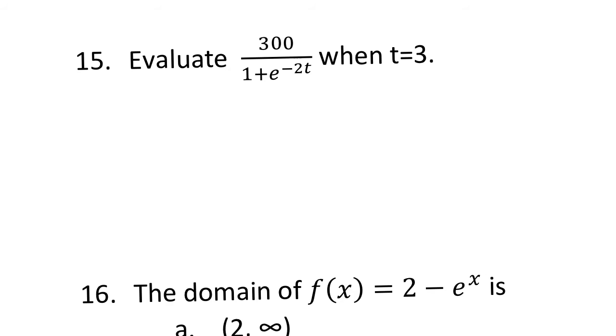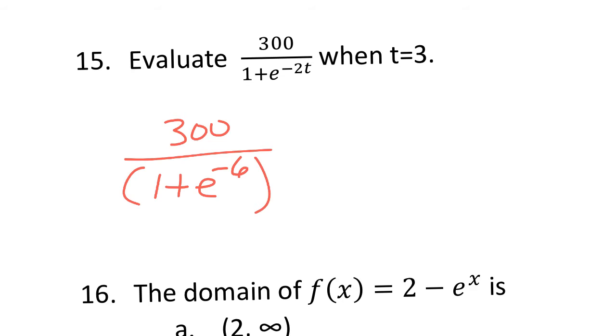All right, on number 15, this one's simple enough to just put the 3 in and then work it out. So it's 300 divided by parentheses 1 plus e to the negative, well, I'm just going to say negative 6 because negative 2 times 3 is negative 6. That'd probably be the easiest way to do this one. 300 divided by 1 plus e to the negative 6th. To 3 decimal places would be 299.258.